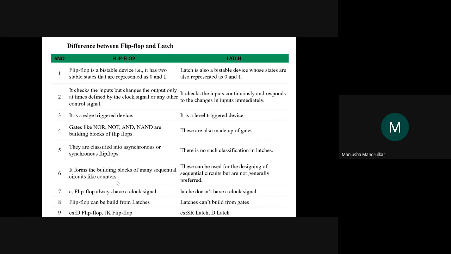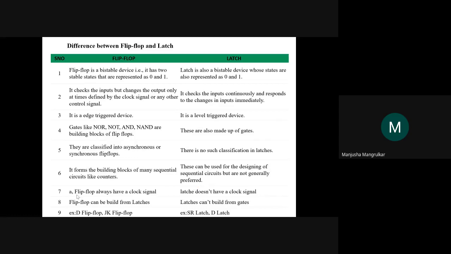So by using a flip-flop, we can design a counter, we can design a register, that we are going to use in memories in a microprocessor or a digital system. So by using all this, we can build applications like counters, registers, and so on into the digital system. These can be designed for sequential circuits, but not all perform in the general, preferred way, right?